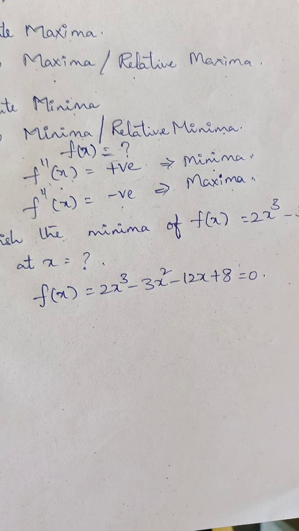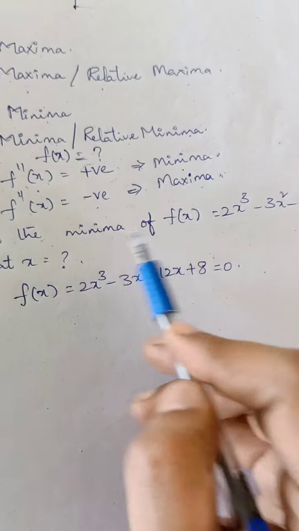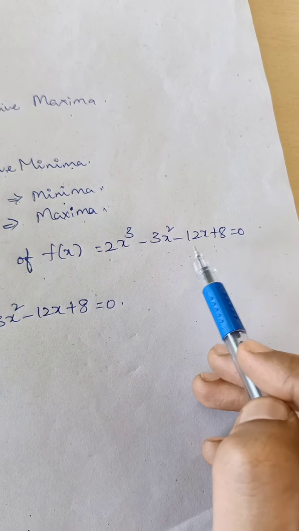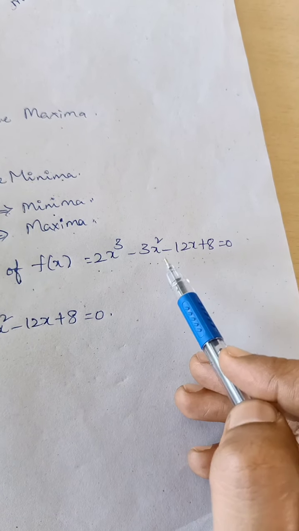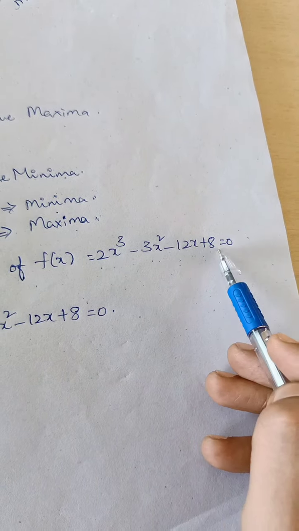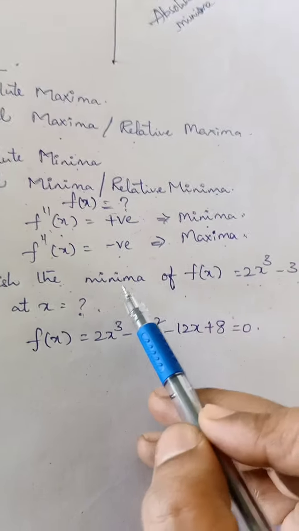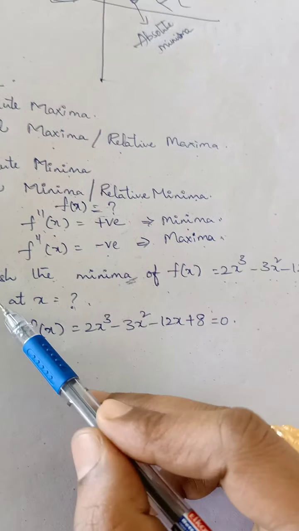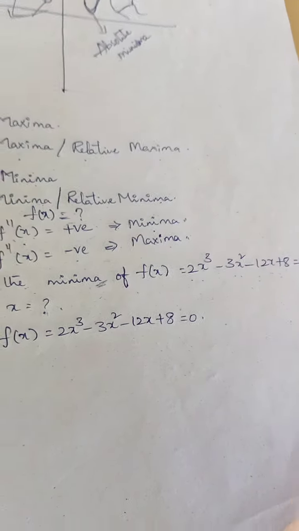Let us go for the problem. This is the problem. Establish the minima of f of x equal to 2x cube minus 3x square minus 12x plus 8 equal to 0, which occurs at x equal to which one? Here we can identify the minima. At x equal to which value can we establish the minima?